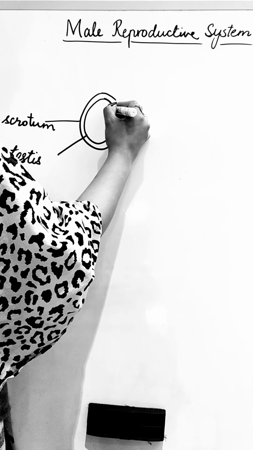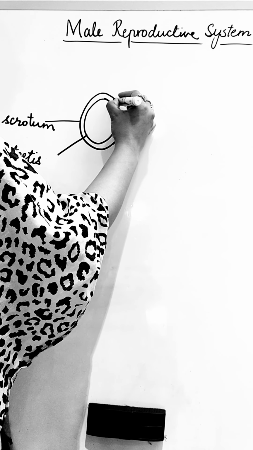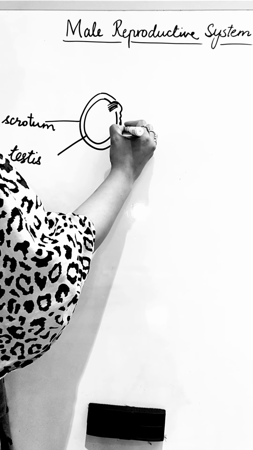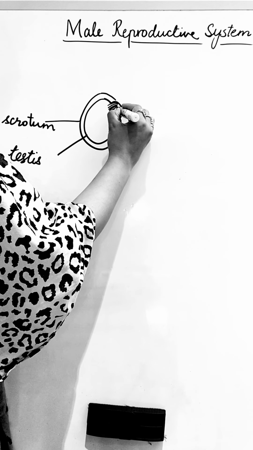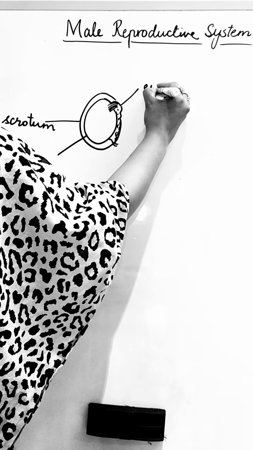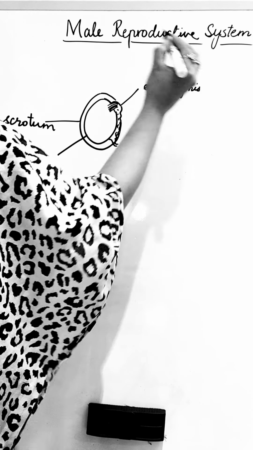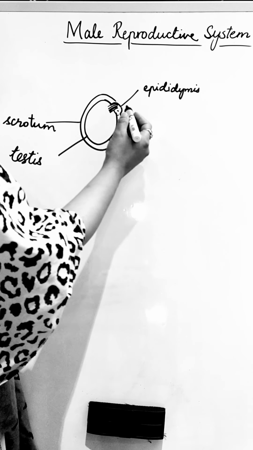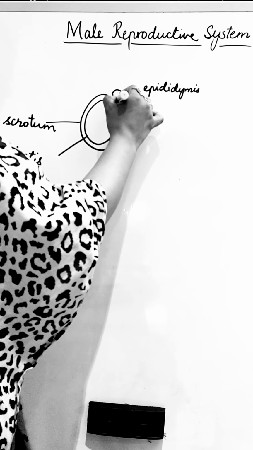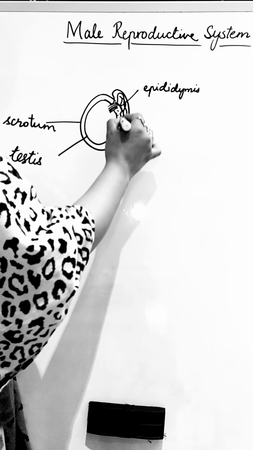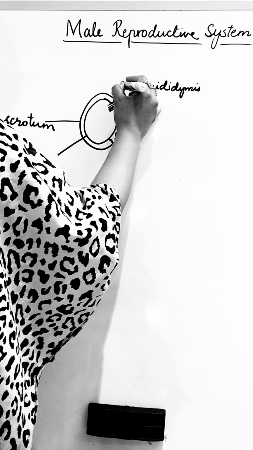So these are fine ducts called vasa efferentia, which open into the highly coiled duct, and this is called the epididymis. This epididymis is a structure which is further differentiated. It is just like this structure, a highly coiled duct, which is differentiated into three portions.